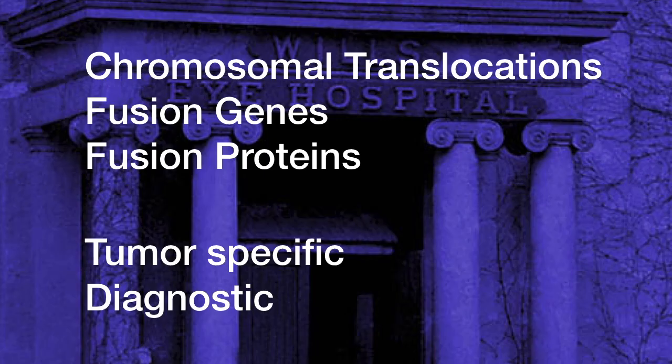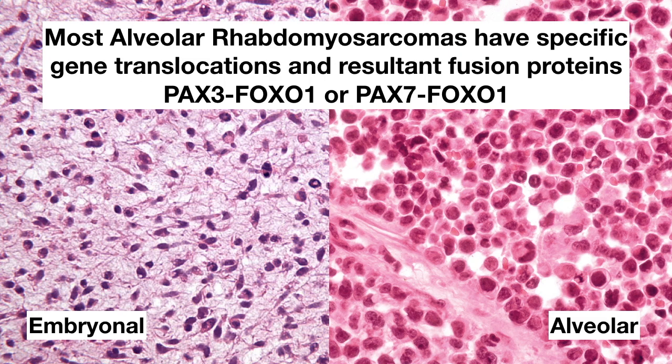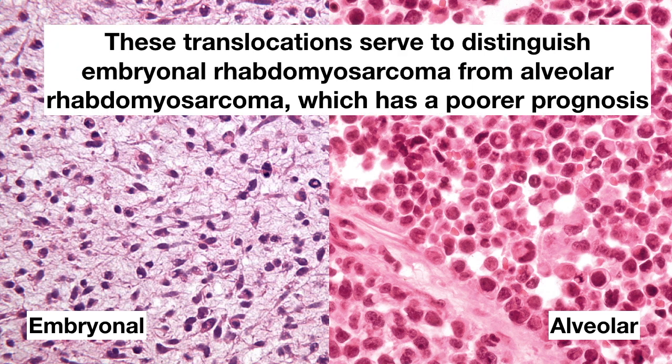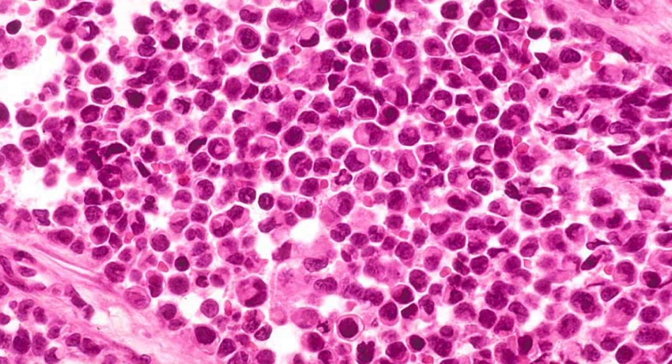Diagnostic chromosomal translocations and resulting fusion genes and fusion proteins occur in specific cancers and can be used to diagnose them. Most alveolar rhabdomyosarcomas have specific gene translocations and result in fusion proteins that involve the FOXO1 and the PAX3 or PAX7 genes. These translocations serve to differentiate alveolar rhabdo, which has a poorer prognosis, from embryonal rhabdo. Not all cases of alveolar rhabdo have an alveolar appearance on routine histopathology.